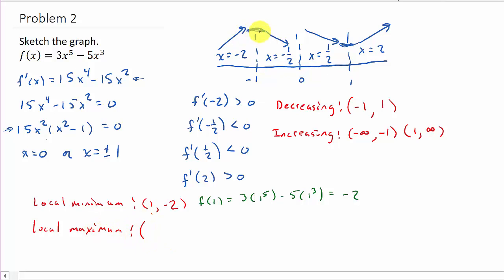Well, here's your local maximum at -1. And then we need the y coordinate, so we're going to take the -1, plug it back into the original. And that is going to give us, I believe that's +2.